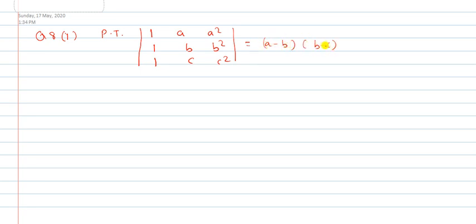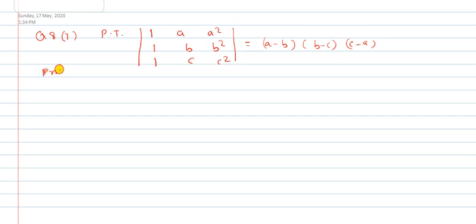The question goes like this, very important one. This is question number 8, your first bit. I have to prove 1, a, a square, 1, b and b square, 1, c and c square, and this is equal to a minus b multiplied by b minus c multiplied by c minus a. Clear?